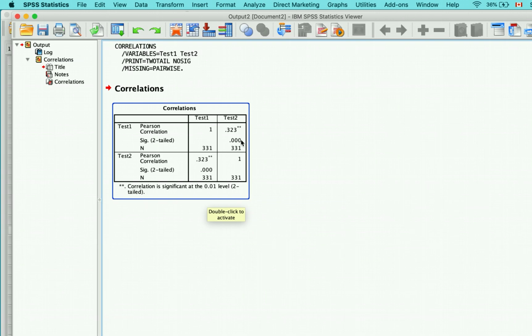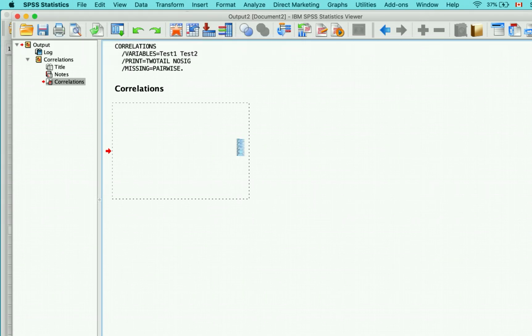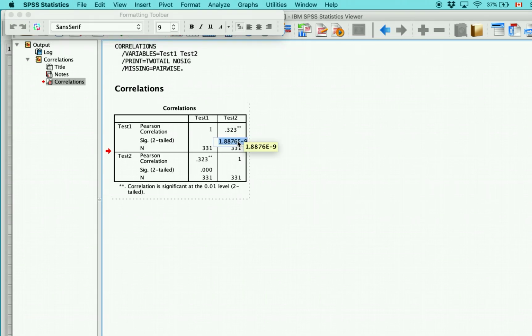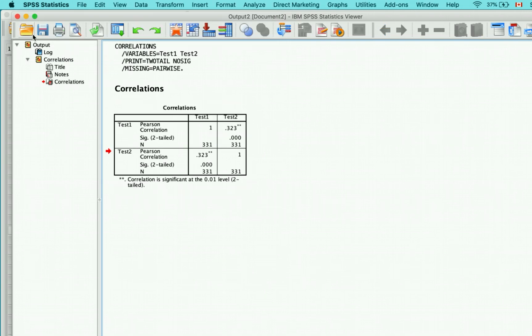And then the next cell over, we can see test 2 with test 1. So here we have the correlation value, which is 0.323. We have the exact probability here, and we have the participants. And as you can see right here with these asterisks, it means that the correlation was significant at the 0.01 level. Okay, so that means that the probability is quite small. And if you were to double click on that probability value here, you can just see exactly how small it is. So I'm going to close that.